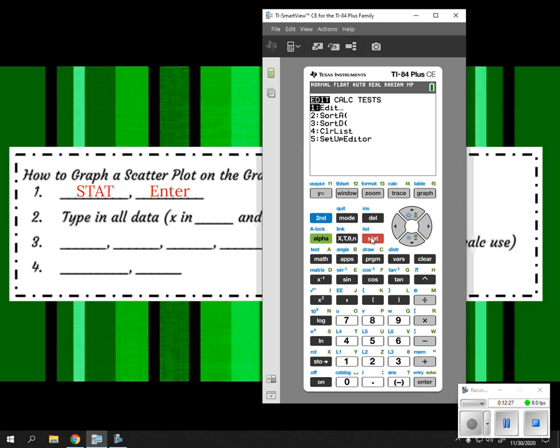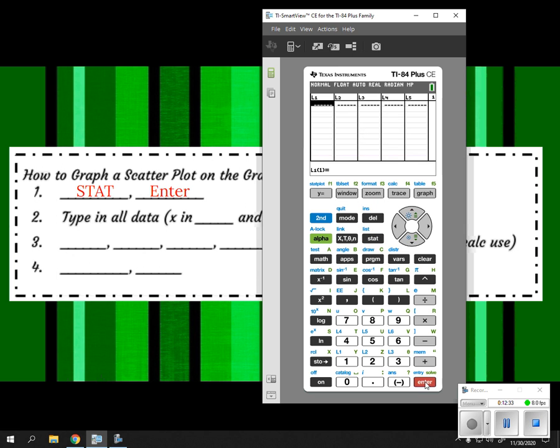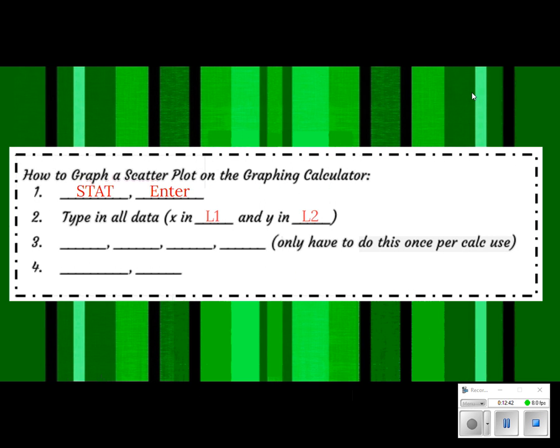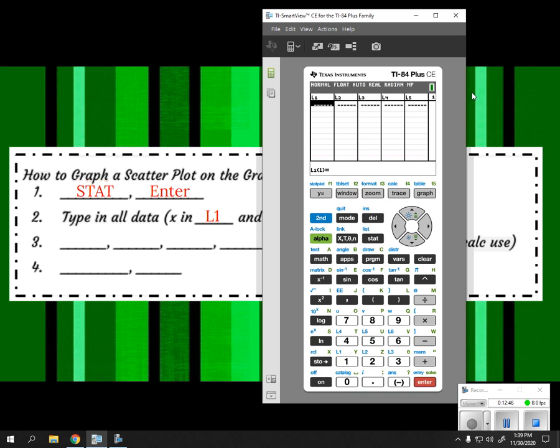and while you're in there, there's going to be several things that you can do. But the very first thing that we're going to talk about is once you hit stat, you're going to hit enter, and that means you're going to edit, and you're going to be editing some lists. Now, this is where you put your table in. So you're going to type all of your data into L1 and L2, L1 being list 1, that leftmost column, and L2 being the one right next to it.